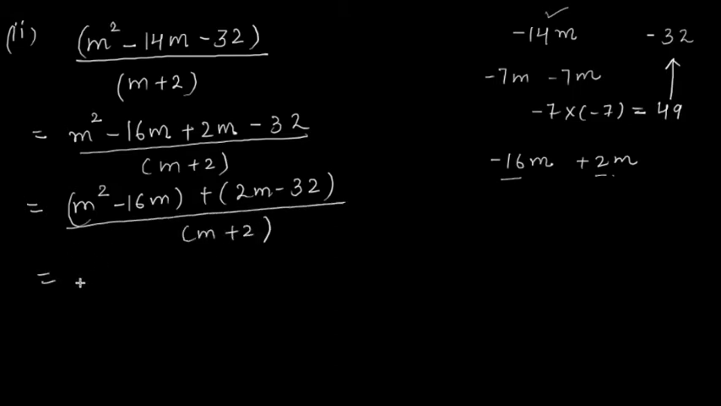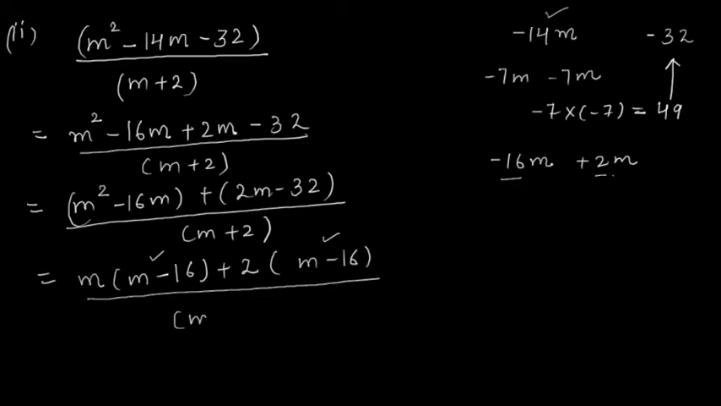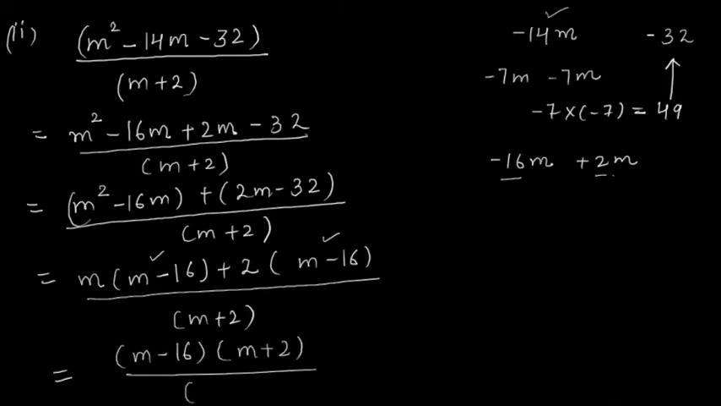What is common here? M is common. I am left with m minus 16. 2 can be taken out common, m minus 16. You see both the brackets are having the same terms. What can be common from this term and this term? I can take m minus 16 common. I am left with m plus 2. Again the denominator m plus 2. Now cancelled, and my answer to the question will be m minus 16. So we got the division of the given expression using the middle term splitting method.